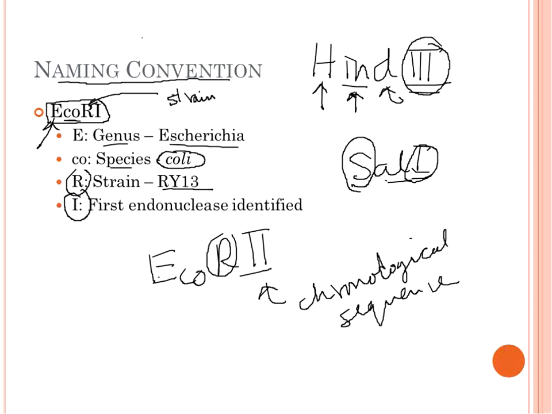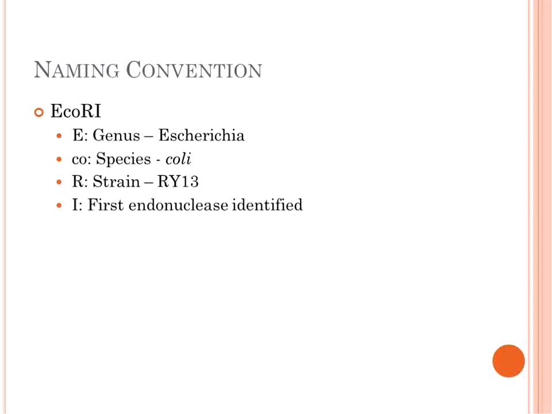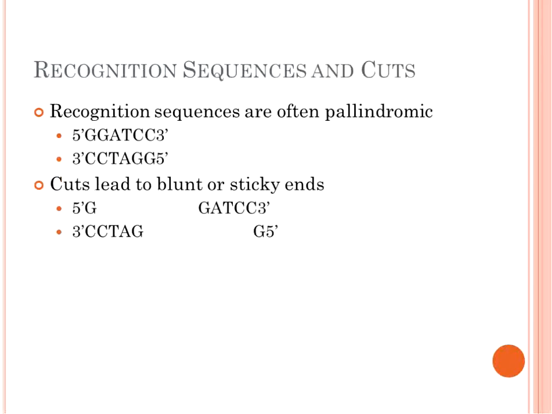Okay. All right. So clear the page and moving forward. Now let's talk about the recognition sequences and cuts. Recognition sequences for these restriction enzymes are often palindromic. Palindromic means they are the same this way and that way, right? So you can see that here is a recognition sequence. It goes GGATCC this way and GGATCC this way.